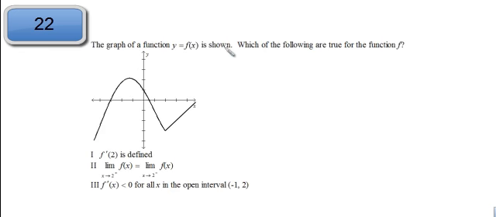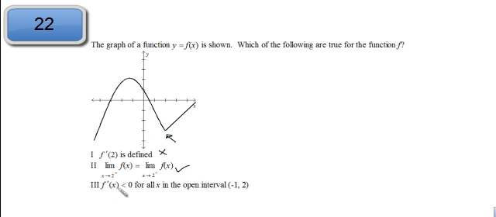Okay, the graph of the function is shown. Which of the following is true? Okay, so we have this. So f prime of 2 is defined. Okay, that would be not true. The derivative does not exist because it's not smooth. It has a corner. The limit as x goes to 2 from the left and from the right is 6. They are the same. It's true. So when I come from the left and when I come from the right, it's equal to 3, -3.